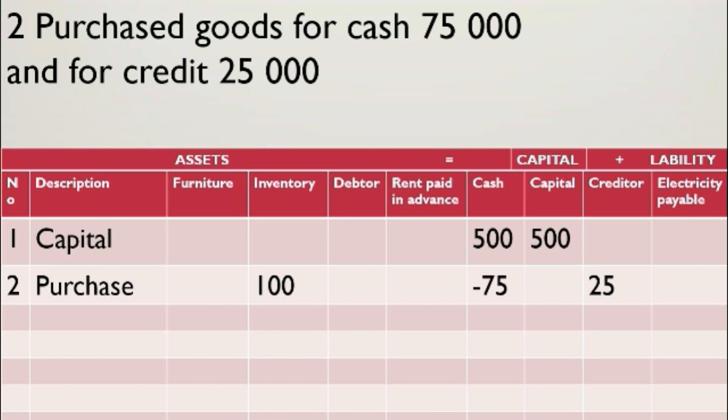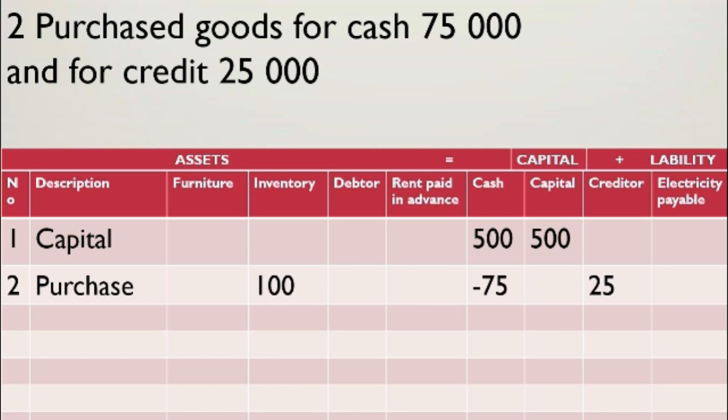We have bought 75,000 for cash and 25,000 for credit. So what will happen to our inventory? Inventory will increase by 100,000 because we have bought 75,000 for cash and 25,000 for credit. 75 plus 25 is equal to 100,000. So we know inventory is increasing by 100,000. So we can go to the inventory column and add 100,000.